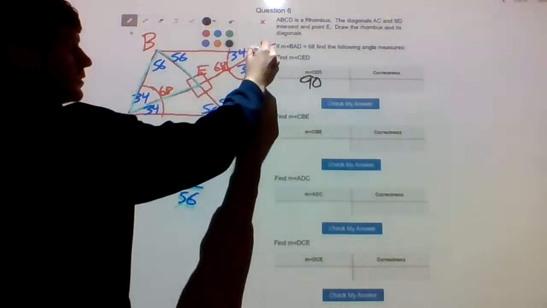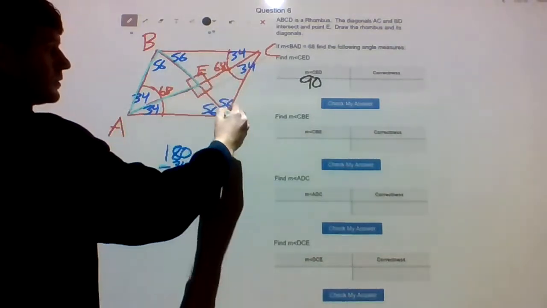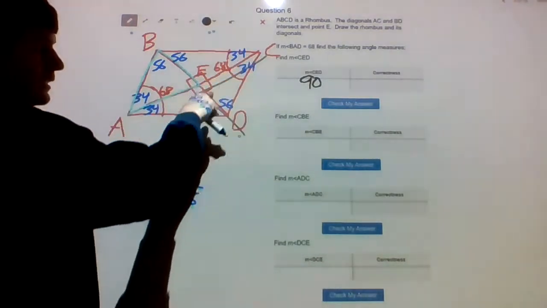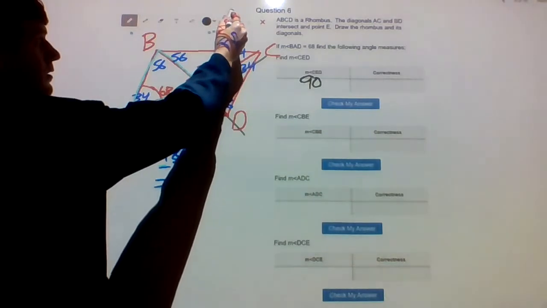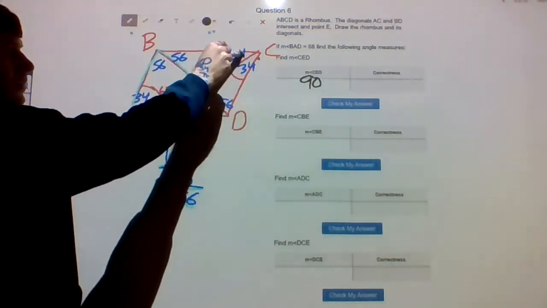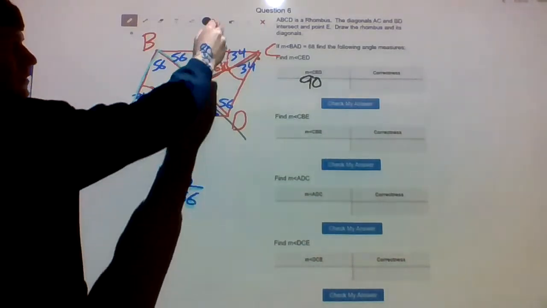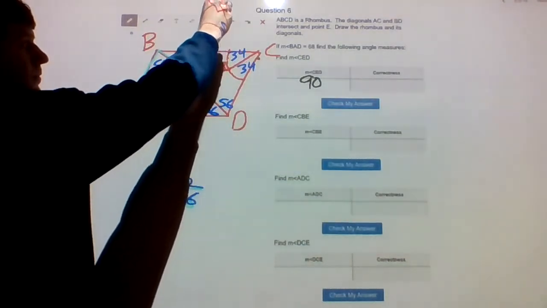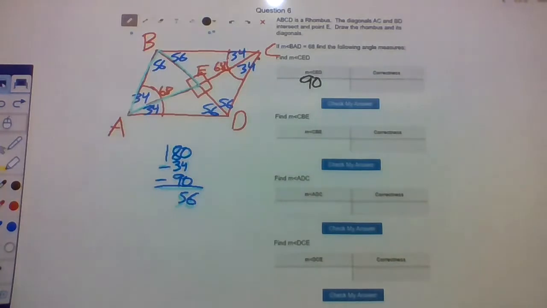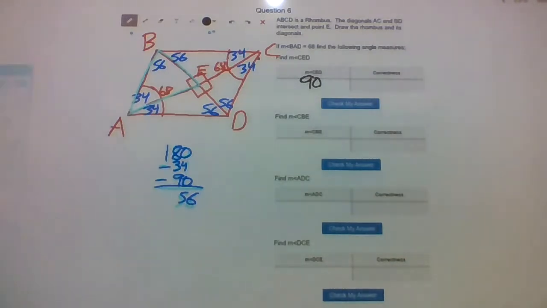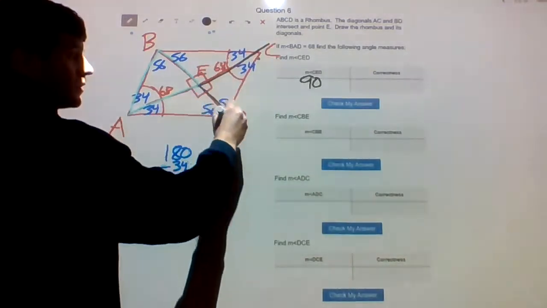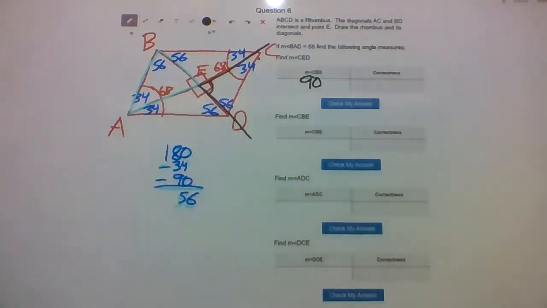Yeah, so angle, no, not calibrated very well. But CED would be this angle here, which is 90. And this angle here, which is, it's not going to show up very well. Let's just do it with this. Okay, so CED here, right, 90 degrees.